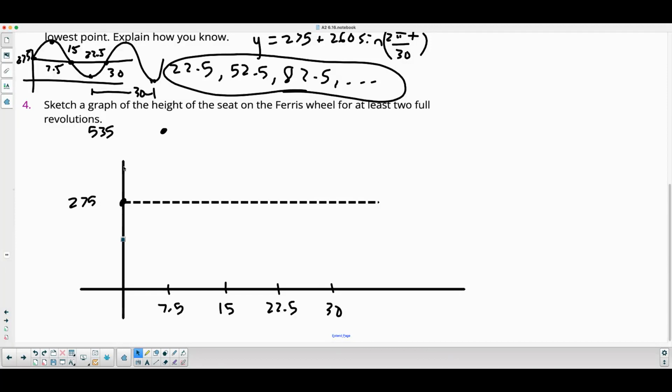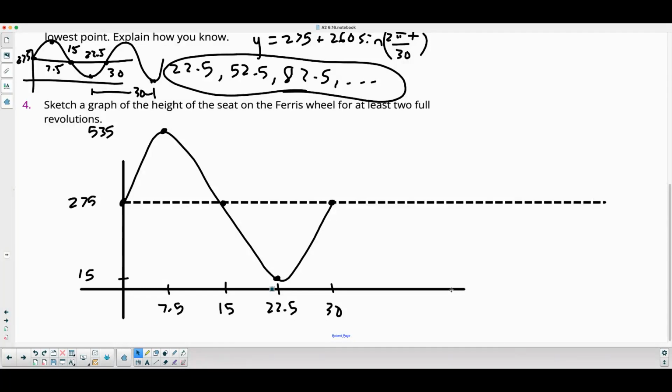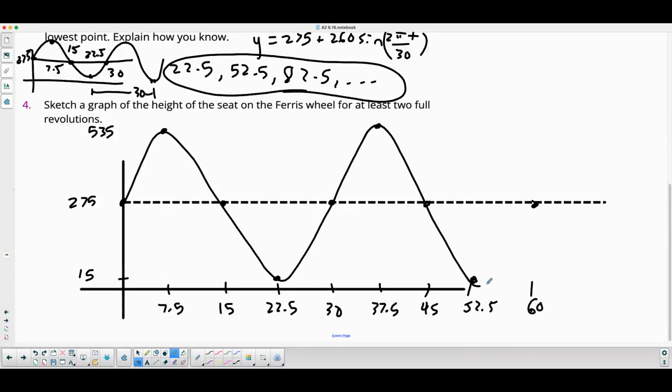275 minus 260 is 15. So down here at 15. This comes back to 0 right there. So my graph will look like this. And then if I want to keep going, because it did say to do 2 full, this is going to go back up, back to the middle, down to the bottom, back to the middle. All right, not bad, a little rough there. So I'm trying to get through it as quick as I can for you guys, but take your time, use a straight edge, graph paper if possible.